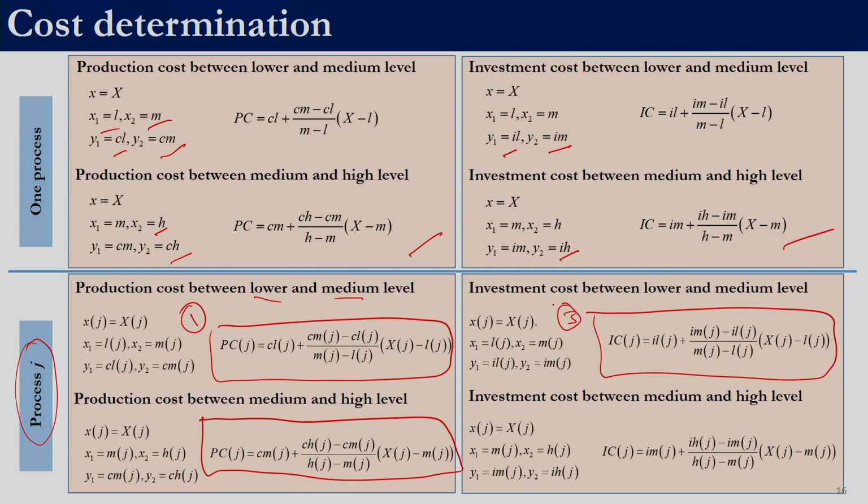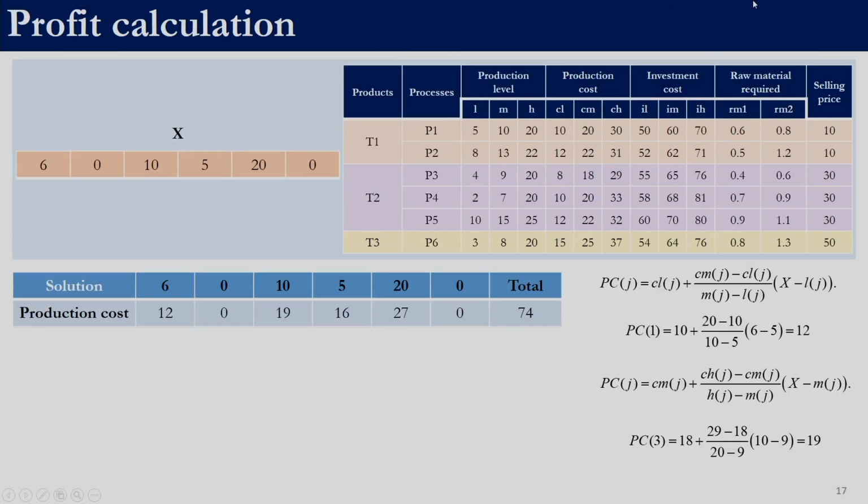Remember the production can be either between low and medium or between medium and high, right. So, if it is between low and medium we will use equations 1 and 3, if it is between medium and high we will use equations 2 and 4. So, that completes the discussion on the cost determination. Now let us discuss how to calculate the profit, right.